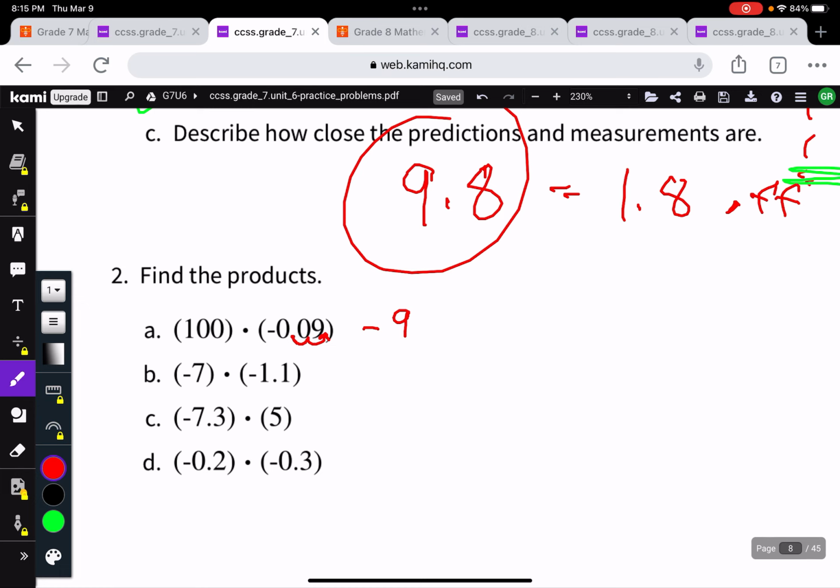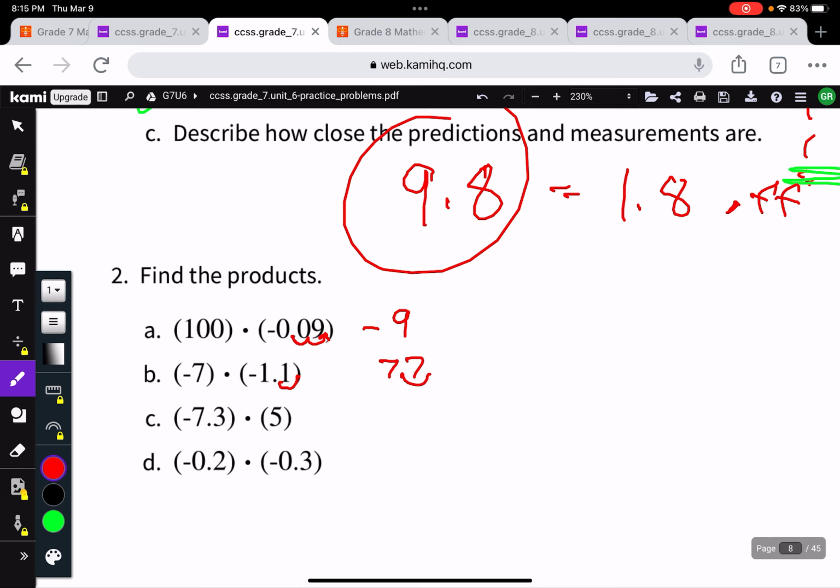7 times 1.1, that's like 7 times 11, which is 77, but it's not 11. It's 1 decimal place value less. So I'm going to move this back. So my answer is 7.7, and my answer is positive because guess what? A negative times a negative is a positive.